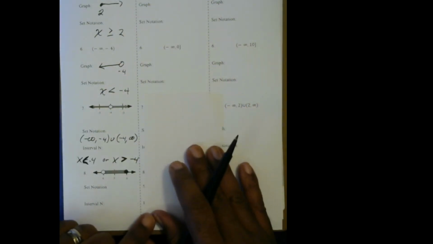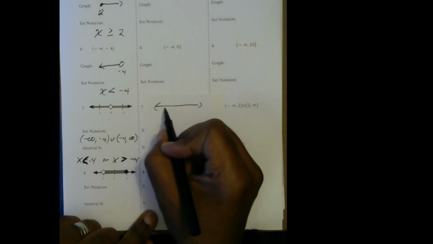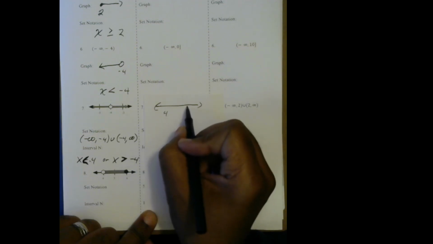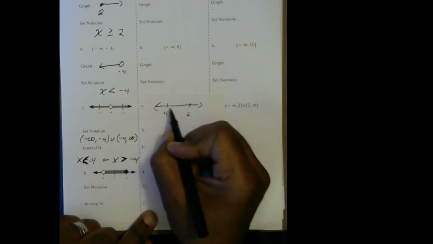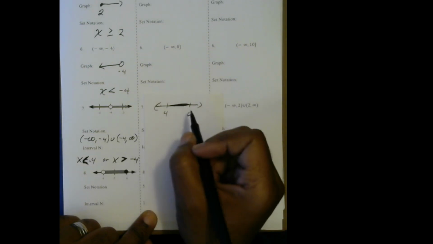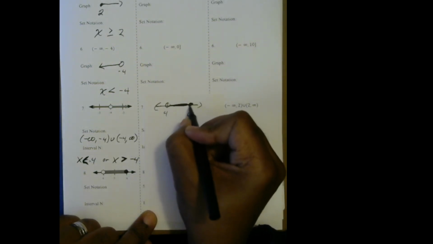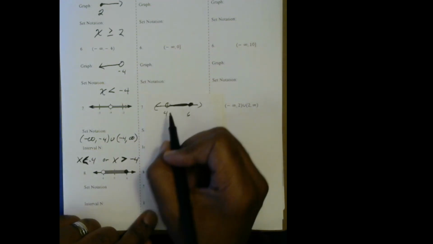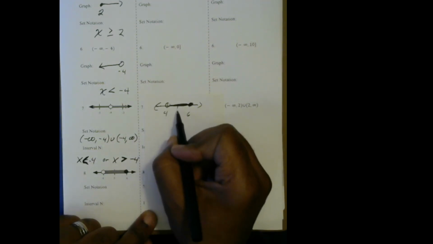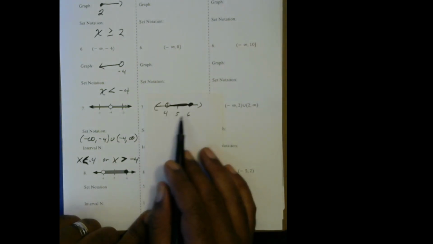Lastly, we have a situation where we're using the numbers between 4 and 6. We're using all those numbers right there. But we're not using 4, but we are using 6. So we're not using 4, but we are using 6. But we're using all the numbers after 4, like 5 and all the decimals and everything. All right, so let's write this down.